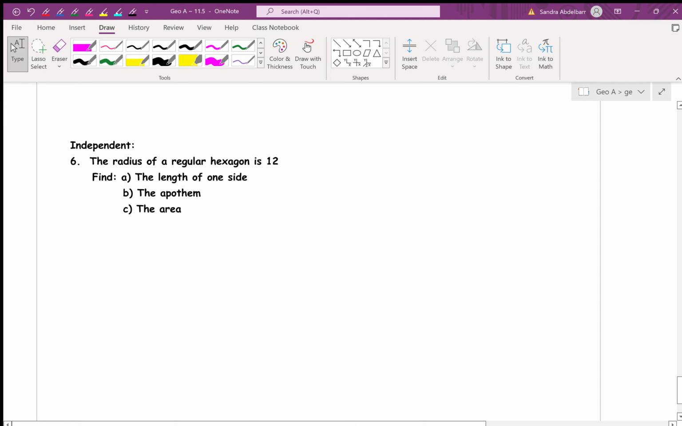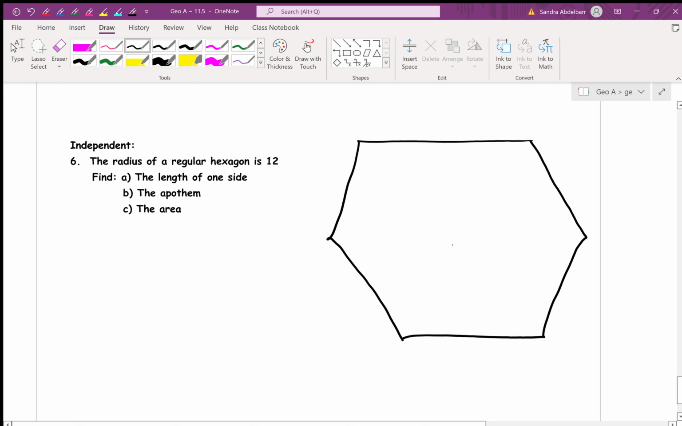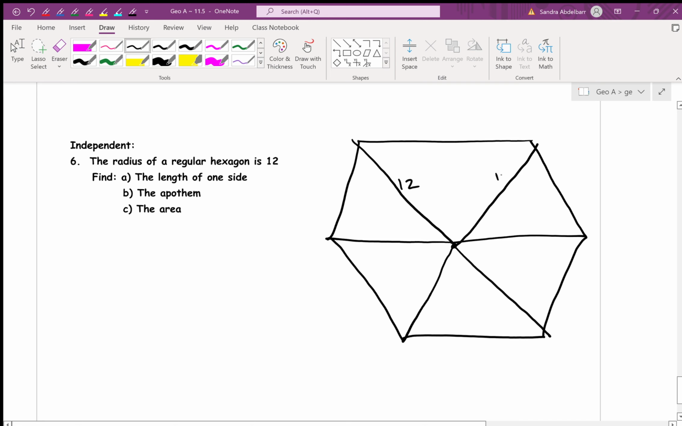Are we ready? Are we stuck? How many people think they knew how to go about this? Excellent. All right, let's see. So I'm drawing a diagram. Now they're saying not the side length, they're saying the radius of the hexagon is 12. So what I'm going to do is draw in all of the radii. And we know these are all 12, 12, 12, 12, 12, 12.